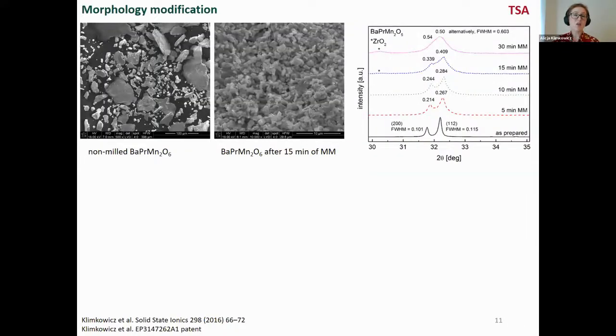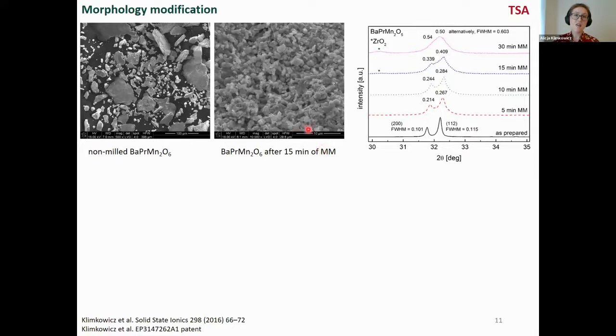Another thing that I want to share with you today is morphology modification, because there is only so much that we can do with the chemical composition, but modification in the morphology can also yield good results. So in here, the SEM pictures of praseodymium containing sample, which is non-milled just after sintering, and here material that was additionally just mechanically milled.